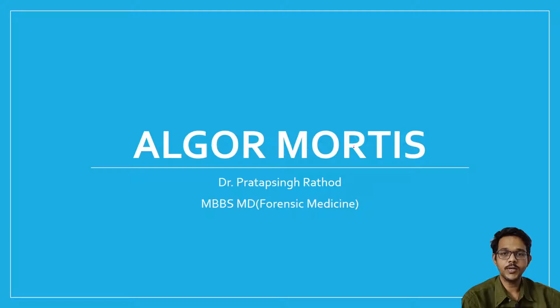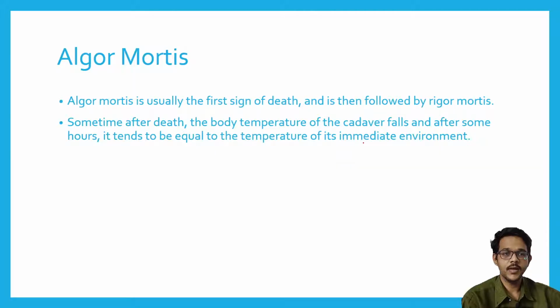Today we will discuss Algor Mortis, or cooling of the body, which is the earliest sign of death. Algor Mortis is usually the first sign of death and it is followed by rigor mortis, which is a constriction of muscles. After death, the body temperature of the cadaver falls and after some hours it tends to equal the temperature of its immediate environment. This takes time. Usually the temperature of the body becomes normalized with the temperature of the environment, and that is algor mortis.